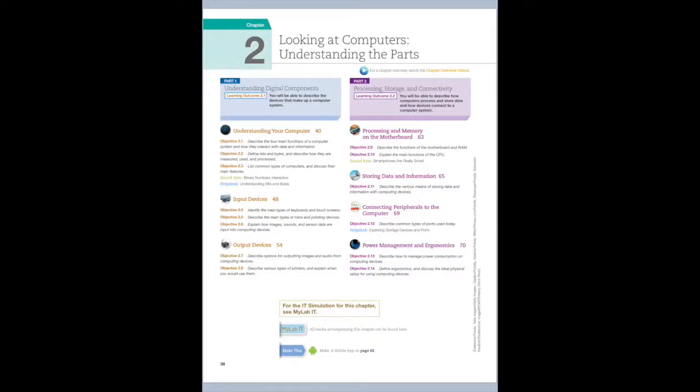So for this chapter, chapter 2, looking at computers and understanding the parts, we're going to have a couple of podcasts. I think it's 3 in total. What I really want to address here is something important to understand: anything that has the following 4 things is a computer: input, output, process, and storage.